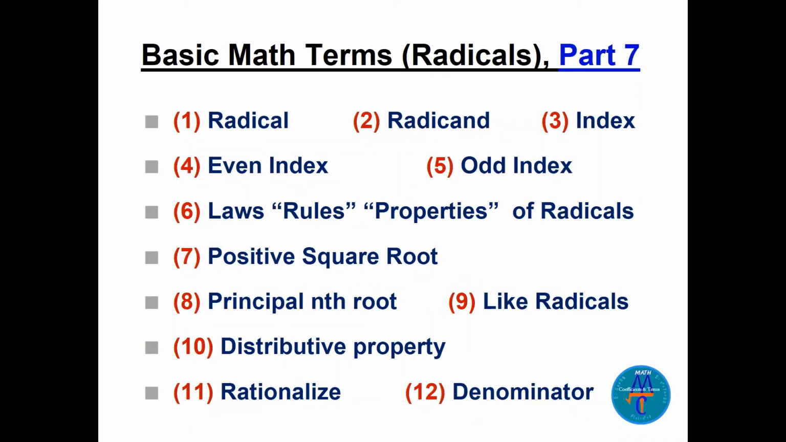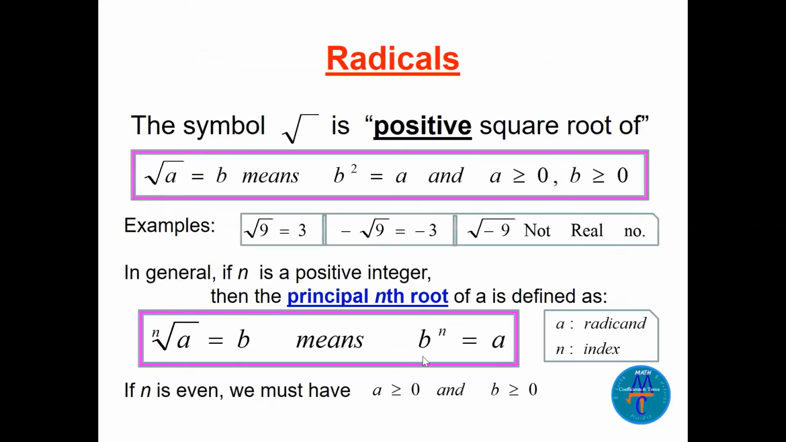We need to see the difference between radical, radicand, the index, even index, odd index, etc. We have distributive properties. We have rationalize, number 11 here. Rationalize, we have denominator. Sometimes also we have numerator. Now let's see the radical.